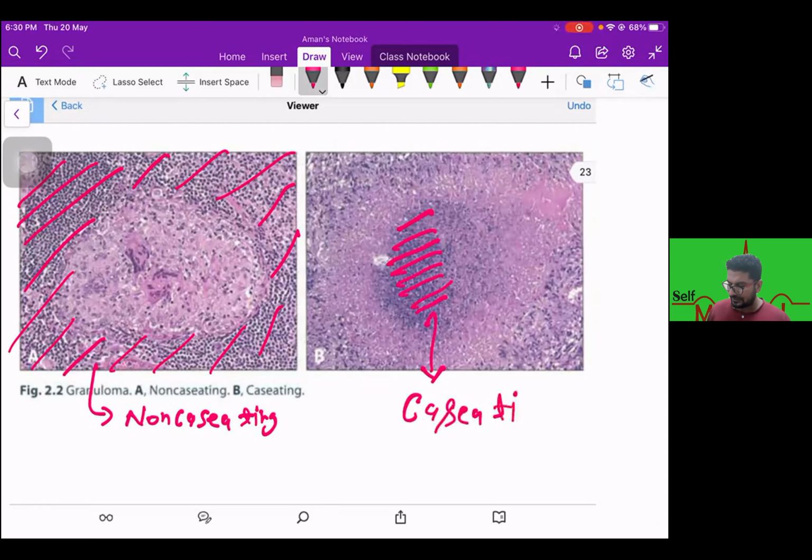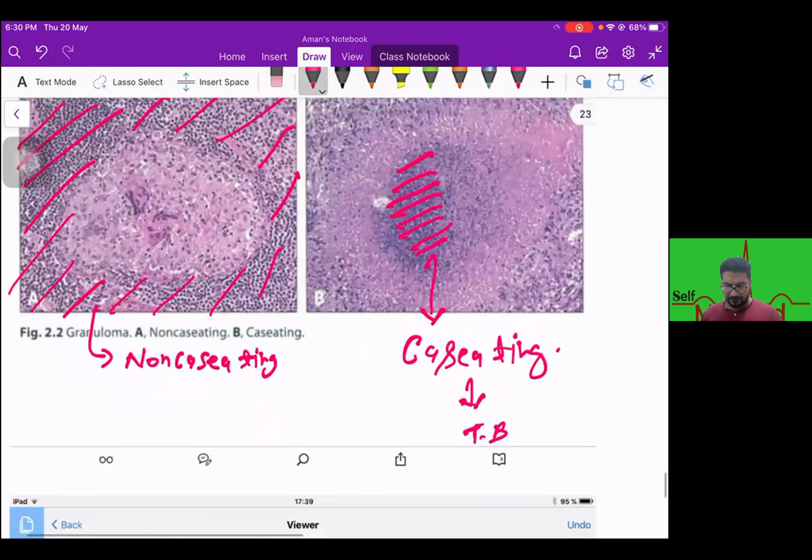Understand this. Caseating means this is seen in your TB patient. So TB means there will be necrosis in the center.